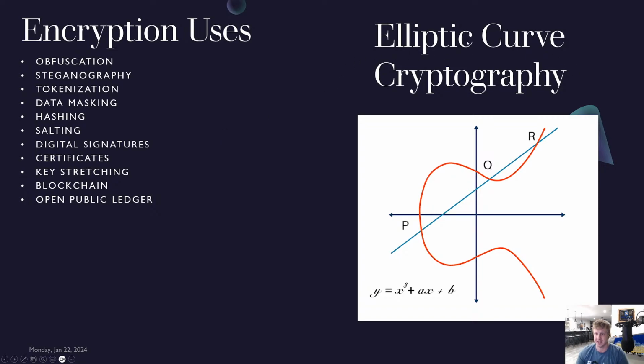And then elliptic curve cryptography. This is going to be your Diffie-Hellman. This is going to be essentially a more difficult way for somebody to get that particular hash.